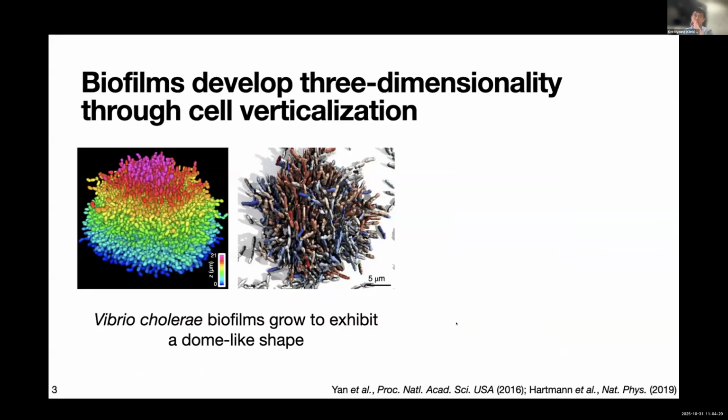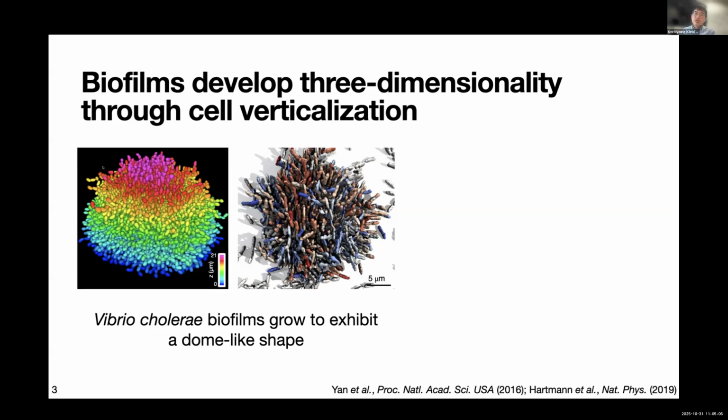Now, from a more basic perspective, biofilms are also very interesting physical systems, and a lot of work has been done trying to understand how biofilms develop, their biofilm morphogenesis. And so Jing Yan, my PI, when he was a postdoc, developed, I believe, the first imaging platform for live imaging of bacterial biofilms at single cell resolution using confocal microscopy. So here is an image of a mature Vibrio cholerae biofilm.